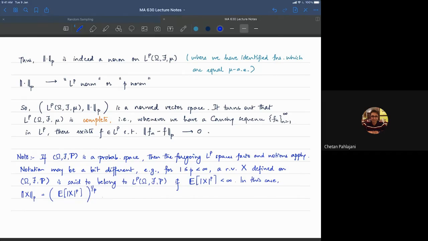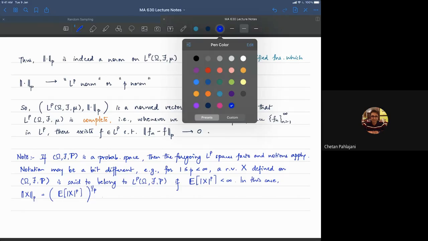All right. Okay. So of course, the L^p stuff totally applies to probability spaces. The notations may be a bit different. Instead of integrals, you will see expectations. Instead of measurable functions, there will be random variables. Instead of writing them as f, you may write them as X. Okay. But all the material you saw still applies.